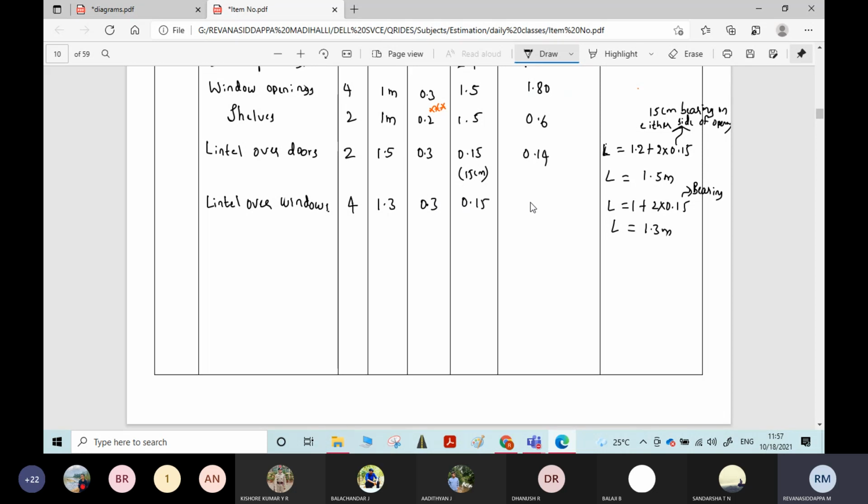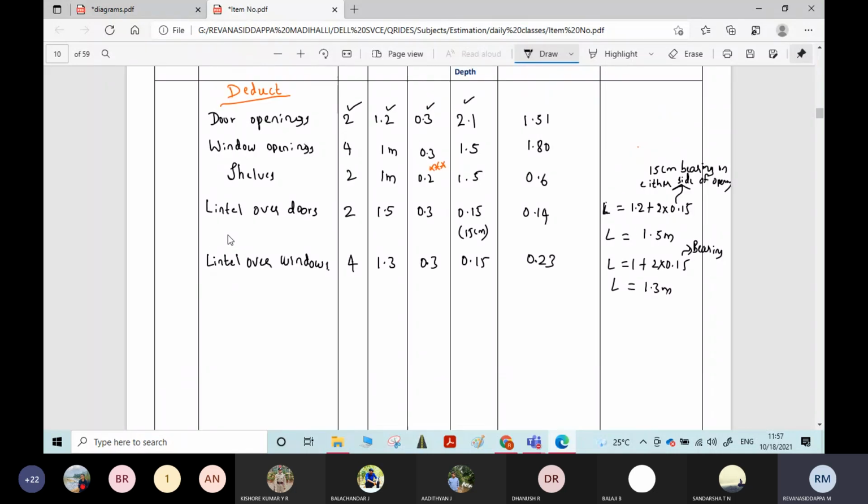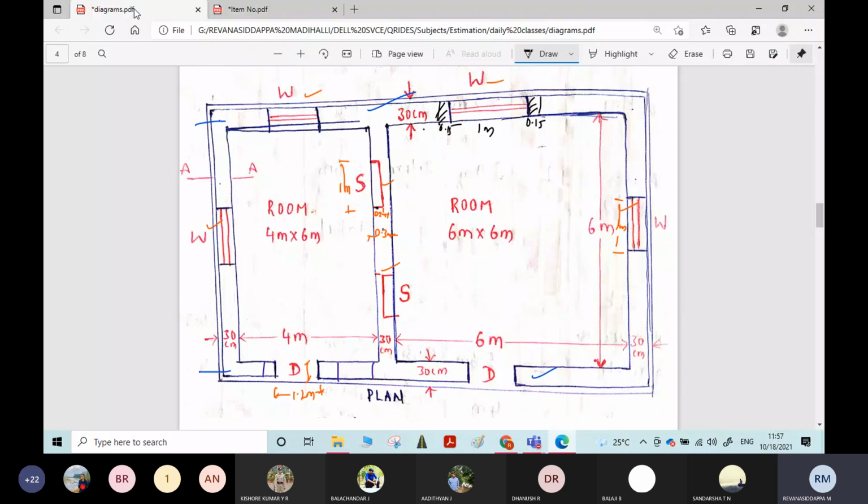Quantity, tell me. 0.234. Now the lintel over shelves. There are how many? Two numbers, correct? Two shelves.